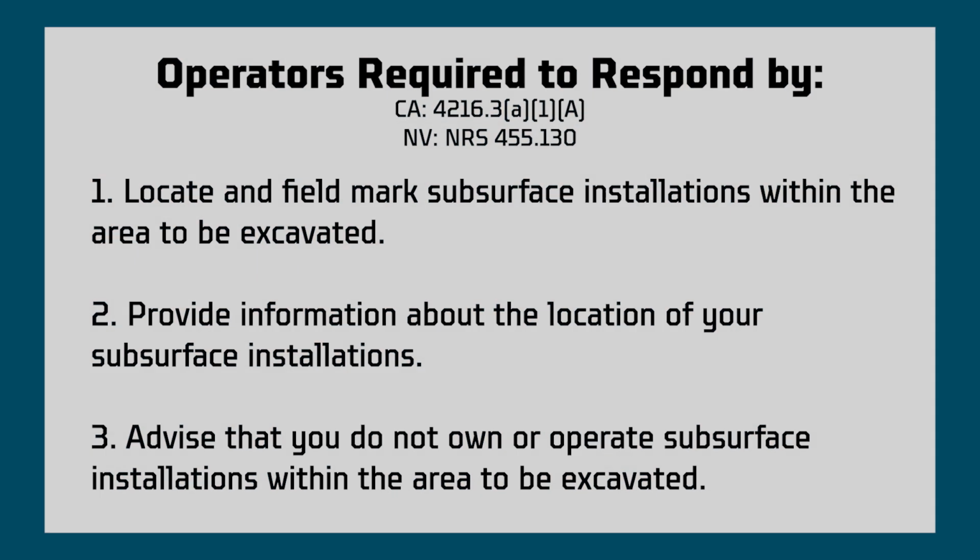In both California and Nevada, utility members are required to respond in one of 3 ways before the legal start date and time of excavation. Mark the location of the underground lines within the excavation area, provide information to the excavator about the location of your line, such as maps, or notify the excavator that you do not own or operate utilities in the area, also known as Clear No Conflict.